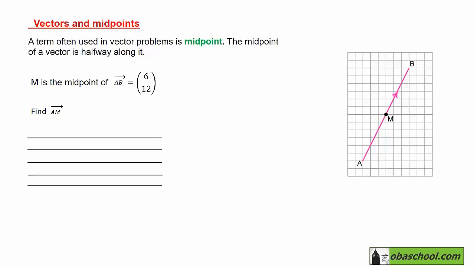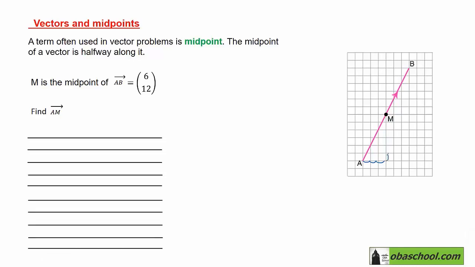Find vector AM. Well, if you take a closer look at the grid, you can see M, the midpoint of vector AB. Now to find vector AM and its components, it is quite easy. What we're going to have to do is calculate the x component, and that would be 3, and the y component is 6. And of course, we're counting the units to the right and up, so that would be positive. So this is how we calculated it graphically.